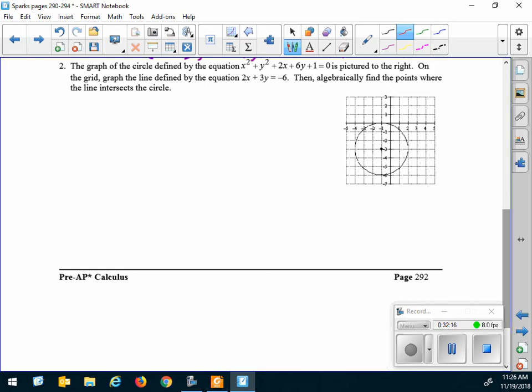The graph of the circle defined by that equation is pictured at right. On the grid, graph the line defined by the equation 2x plus 3y equals negative 6. You can do that. Then algebraically find the points where the line intersects the circle. How would we do that? Another system of equations, just like we did the last one. Do we need to go through that problem? Then we're going to skip it. If you feel like it's something you need, the notes are posted.